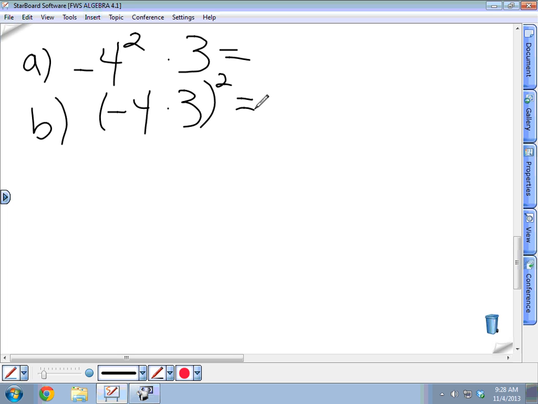What do you have for the top? Negative 48. Who agrees with them? Who else thinks it's negative 48? Raise your hand. Who thinks it's positive 48? Raise your hand. Hold on. Yeah, I'm going to wait for everybody else.